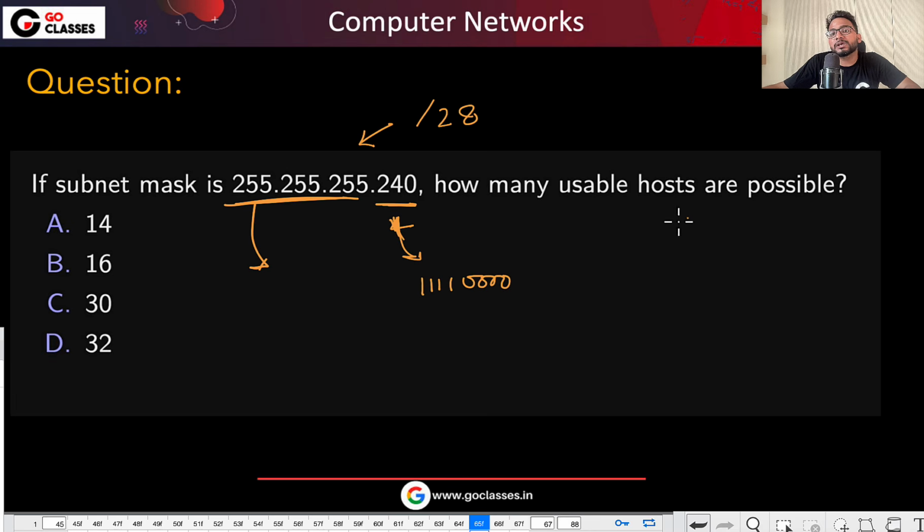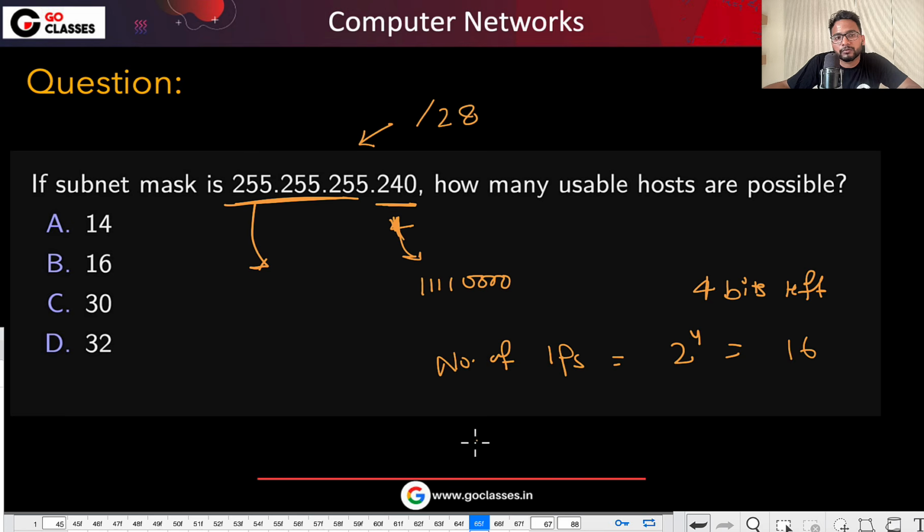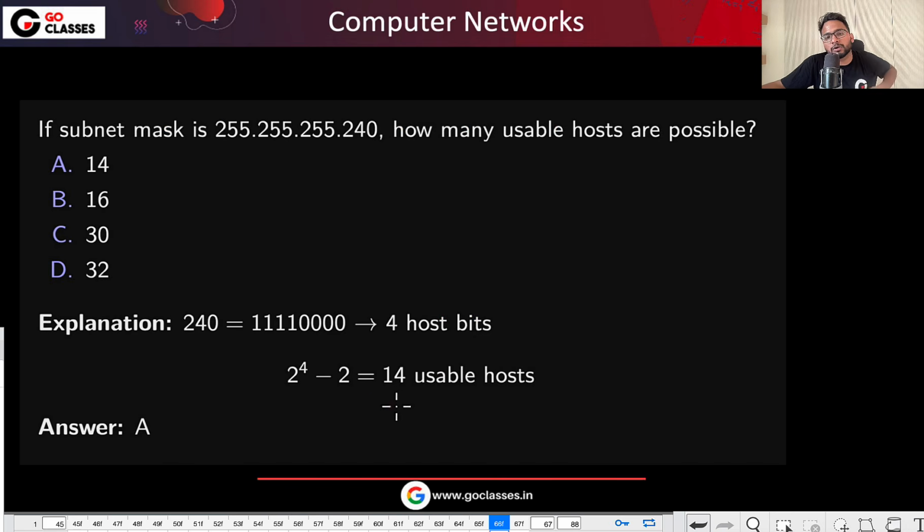So how many usable hosts are possible, they are asking. /28 means you have 4 bits left, which means the number of IPs is 2 power 4, because only 4 bits are left, which is 16. But for usable hosts, you don't generally assign the first and last, so usable hosts are 16 minus 2, which is 14. You just remove 2 for the usable hosts, right?